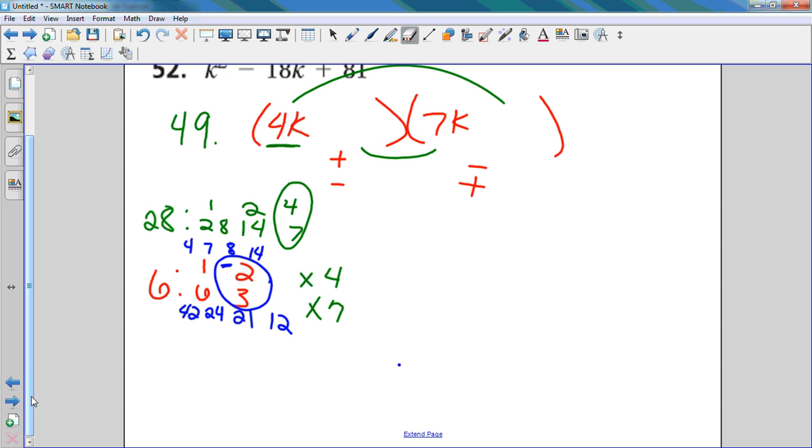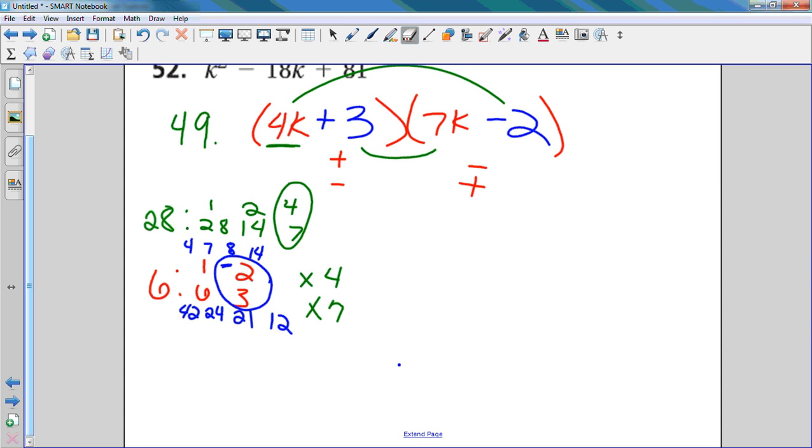Now, think, what did you have to multiply for this one to get 8? You multiplied it by 4. So which one gets multiplied by 4? The negative 2. So that one goes out here, because see that outer sign? That one gets multiplied by negative 2. That means this one has to be multiplied by 7, so my 3 has to go here.